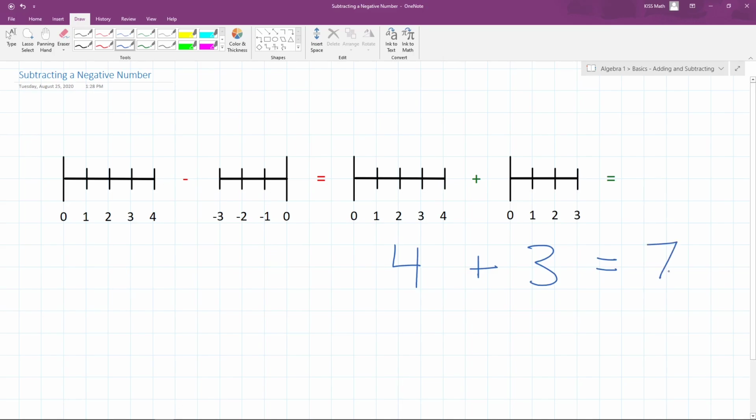If this all makes sense to you, then great. You understand why adding a negative number is the same as subtracting that number, and why subtracting a negative number is the same as adding that number.